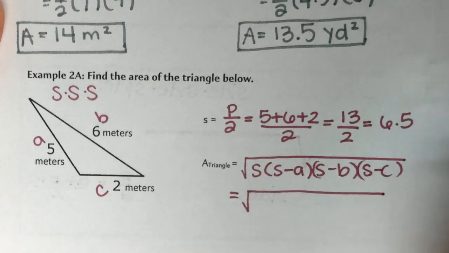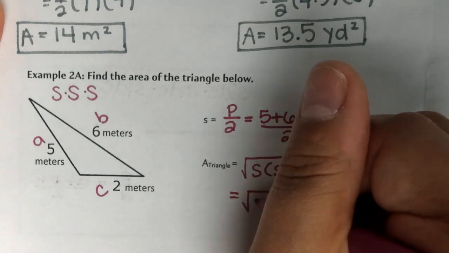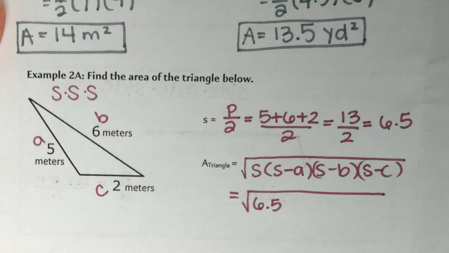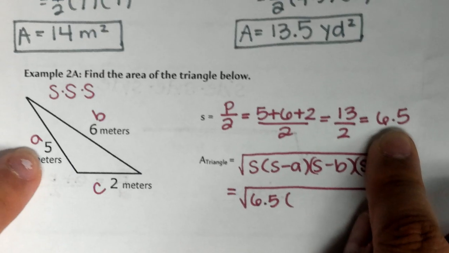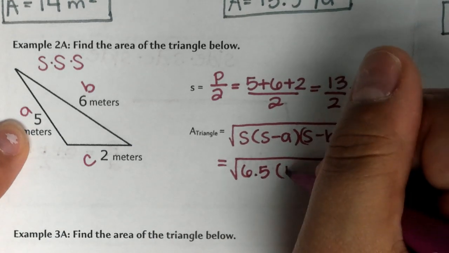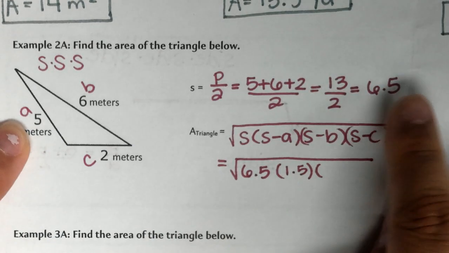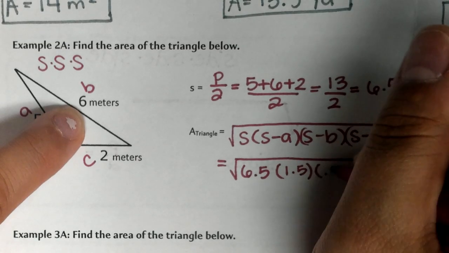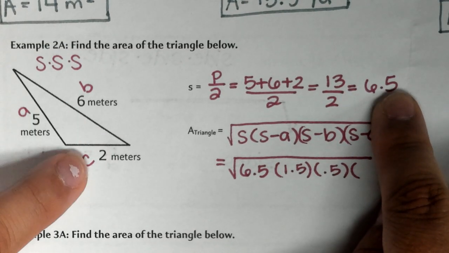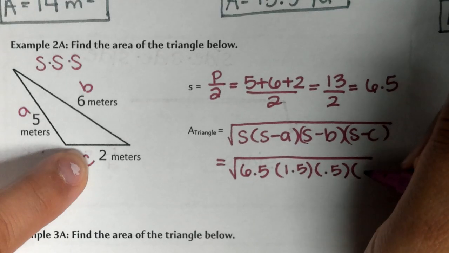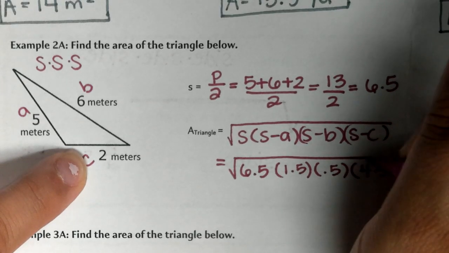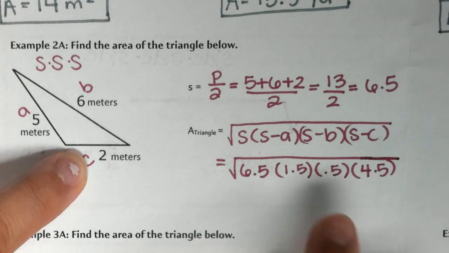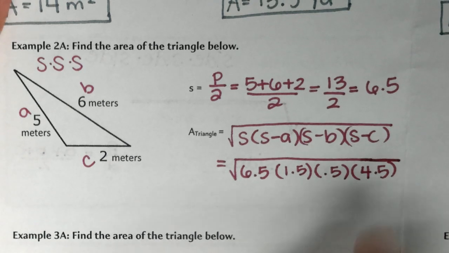What is our S? Don't forget to write that one first. That's why people get this wrong. They forget to write S. And then now subtract. What is 6.5 minus 5? What is 6.5 minus 6? And what is 6.5 minus 2? And make sure your square root goes all the way through to the end. They count off for that in Algebra 2.